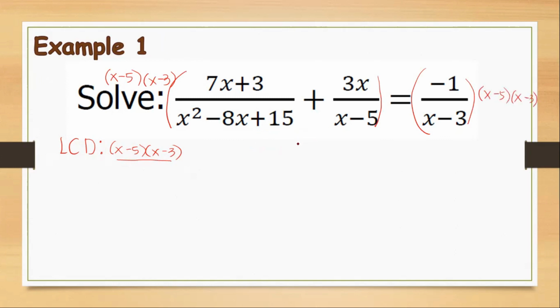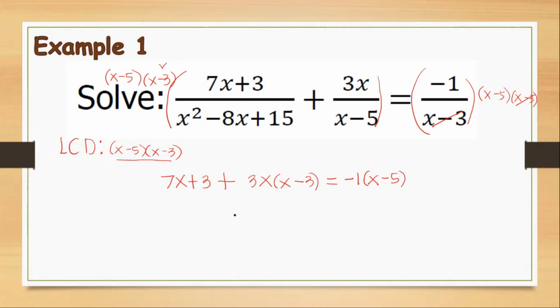And so, the answer will be, okay, all you have to do is cancel this one. This one will be canceled if you multiply it with this. So, we'll have 7x plus 3 over 1. Then, plus, you can cancel this x minus 5. And so, what is left is x minus 3. So, we have 3x times x minus 3. And that is equal to, if you try to solve this one, negative 1 multiplied by, cancel this, and you can have x minus 5.